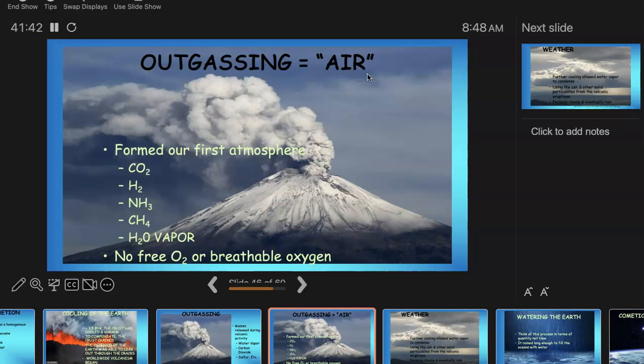All right, no clue. NH3 is ammonia. Ammonia, yeah. Which means CH4 then is the methane. Good. So carbon dioxide, hydrogen gas, ammonia, methane. Sounds pretty alien, doesn't it? Pretty foreign. And water vapor.